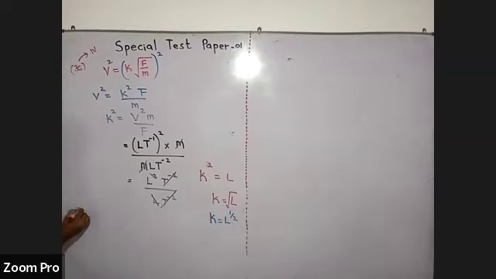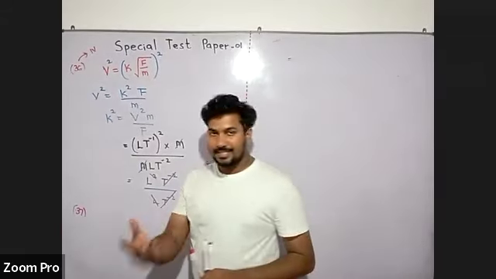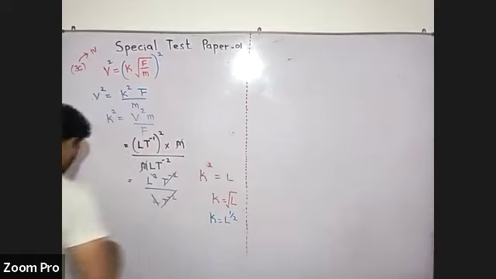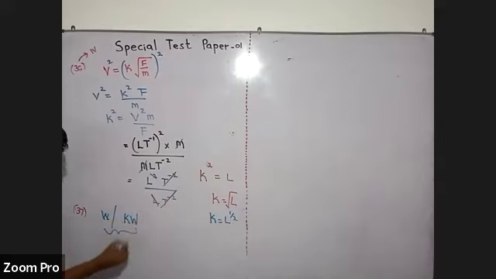In the 37th question, which of the following is not a unit of energy? Right. So you can easily obtain the answer, that is kilowatt, guys. Watt or kilowatt are units of power, right? So the answer should be the first one.